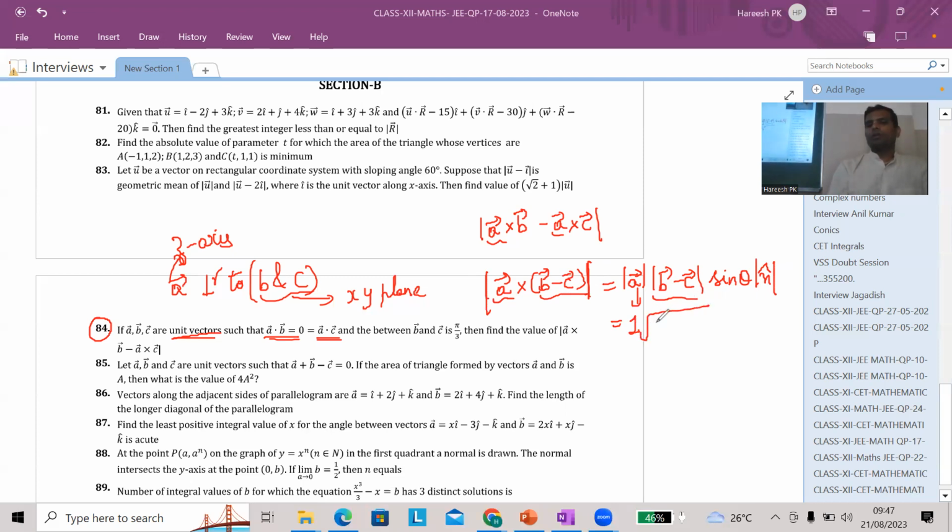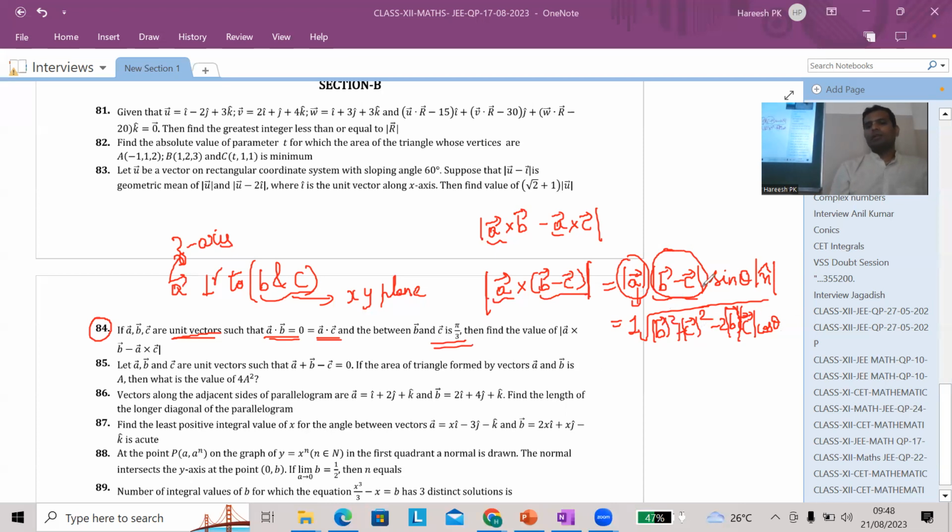Root of B square plus C square minus 2BC cos theta. They have anyway given what is the angle between B and C. How much is that? 60. Now, what is the angle between A and B minus C? It is 90 degrees because A is assumed to be along that axis and B minus C is going to be along the XY plane.